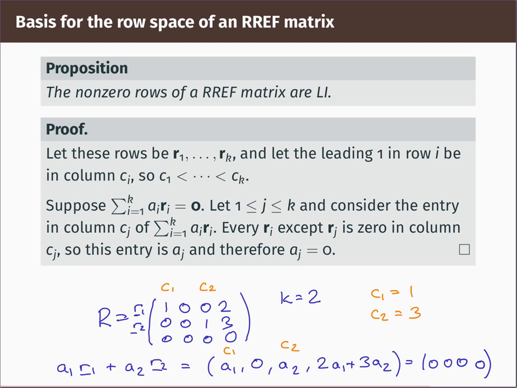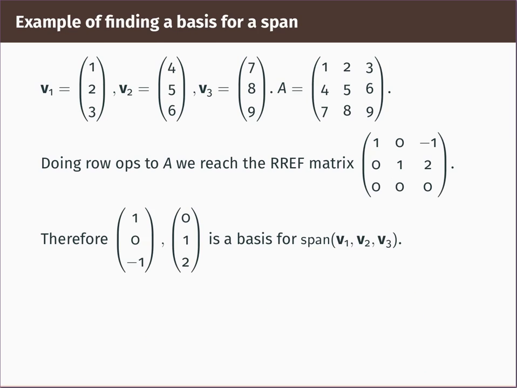Next, if you look at entry C2 of this linear combination, again, as I said in the proof, you can only get a2. And because the whole thing is equal to the 0 vector, a2 is also 0. That immediately establishes the linear independence of R1 up to Rk. Therefore, the non-zero rows in a row-reduced echelon form matrix are linearly independent. And that completes the proof that our method works.